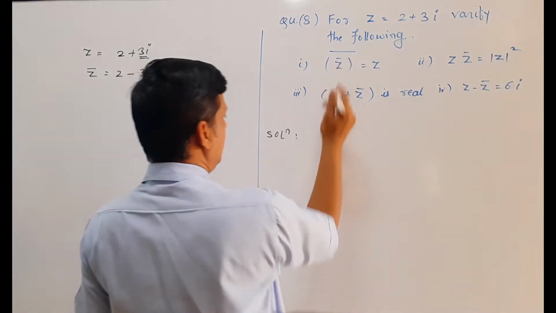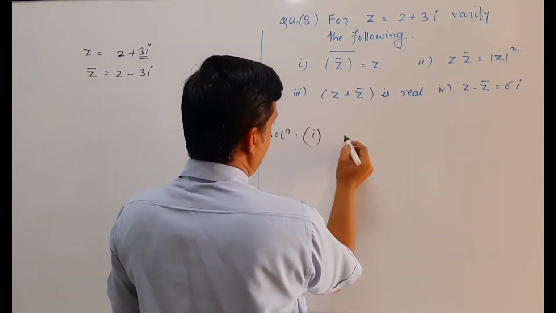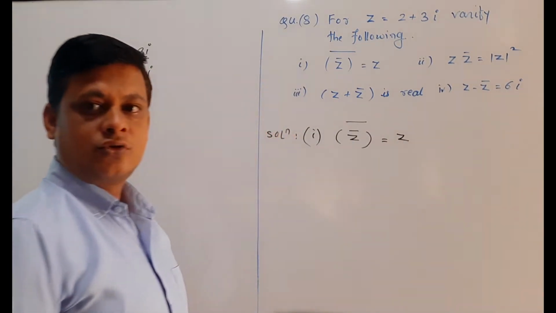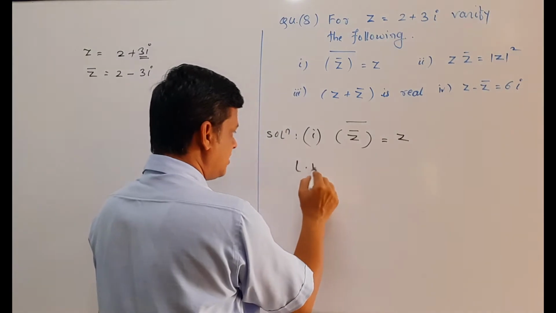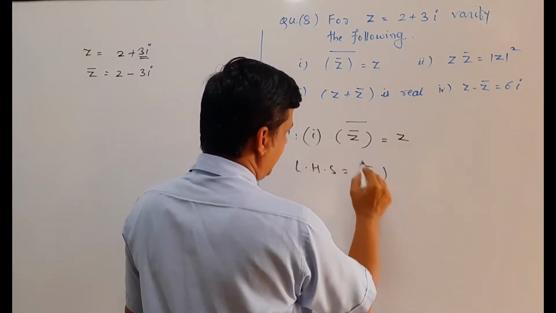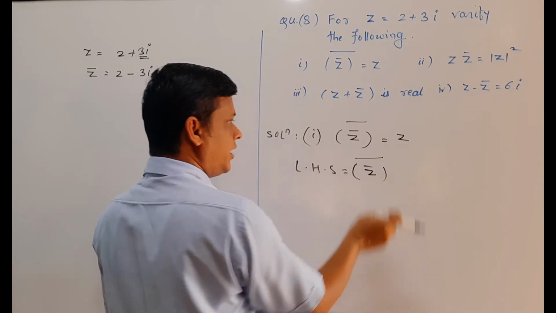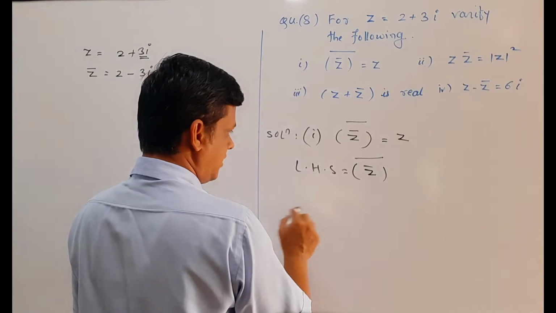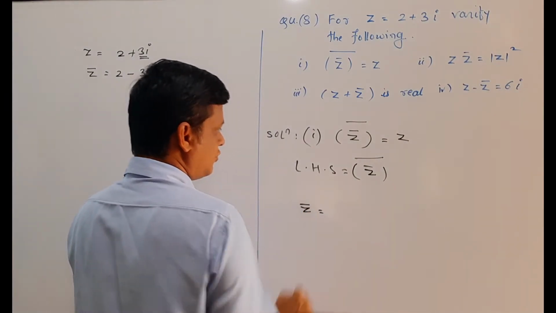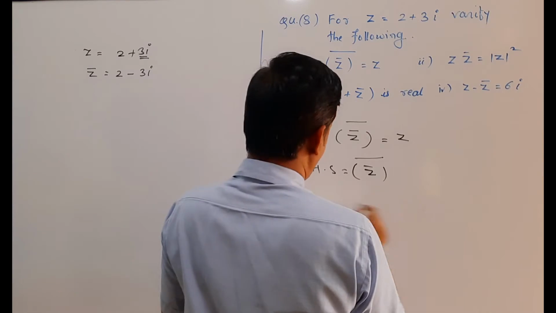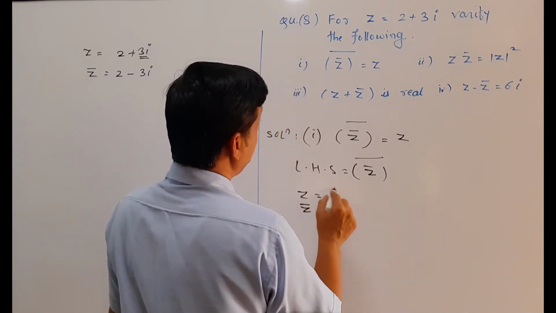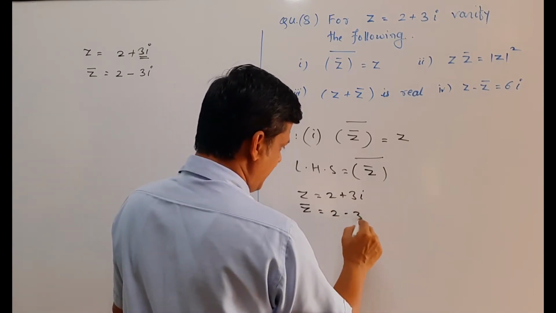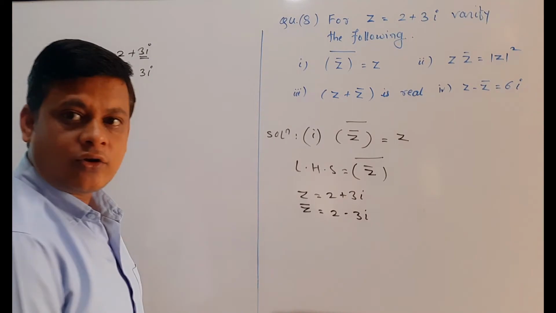So first we solve sub question 1. The conjugate of z bar is equal to z. So we consider here the LHS, the conjugate of z bar. First we calculate the value of this bracket. Given z is equal to 2 plus 3i, its conjugate z bar is equal to 2 minus 3i. So we again take its conjugate.